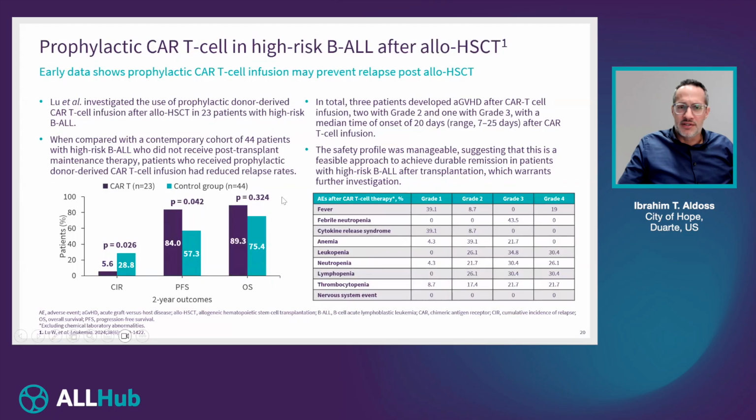Another approach is to give CAR T-cell therapy for high-risk patients after allo. So this is an experience from China where they treated 23 patients with high-risk B-cell ALL, including patients who had active disease or MRD positivity before transplant, and they received donor-derived CAR T cells. They saw CRS in 40% of patients grade 1 and 9% of patients grade 2, but no grade 3 or 4. I don't recall there was any neurotoxicity after CAR in this study. But this approach actually showed to be promising as the risk of relapse was lower compared to historic control.